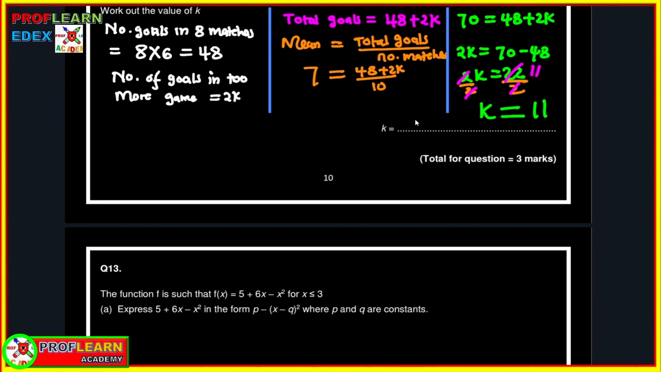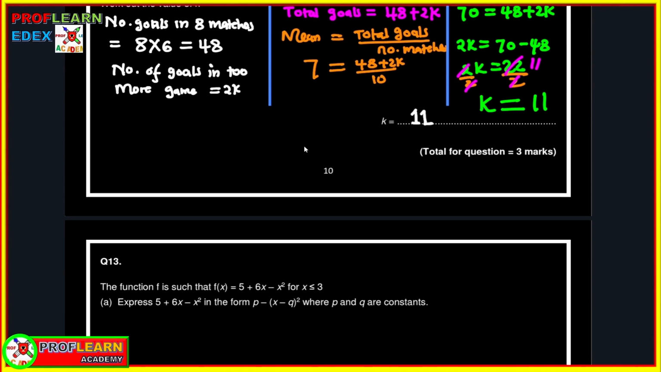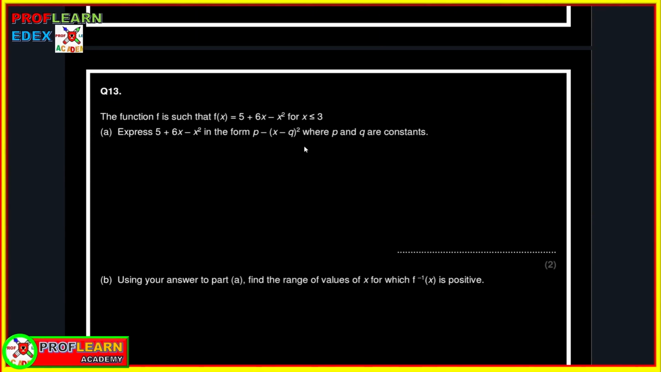All right, so we need to move further to the next question. Question number 13. We are told that the function is such that f of x is equal to 5 plus 6x minus x squared for x less than or equal to 3. We're supposed to express this in the form p minus (x minus q) squared.